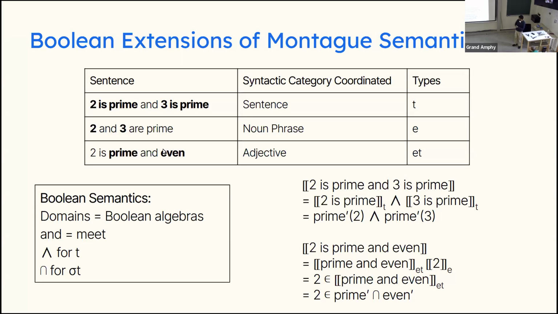So when we do this, we can analyze the meaning of the sentence "2 is prime and 3 is prime" in the following manner. Here the meaning of "and" is propositional conjunction. And the meaning of "2 is prime and even" becomes this expression: 2 belongs to the intersection of the set of all prime things and the set of all even things. This happens because in this case the meaning of "and" is intersection, since prime and even have type ET. So Boolean semantics unifies these different notions of "and".